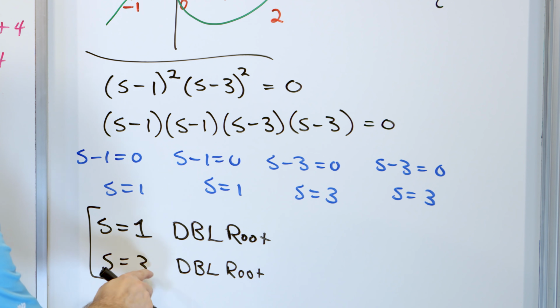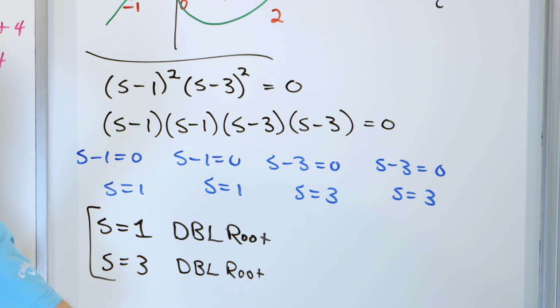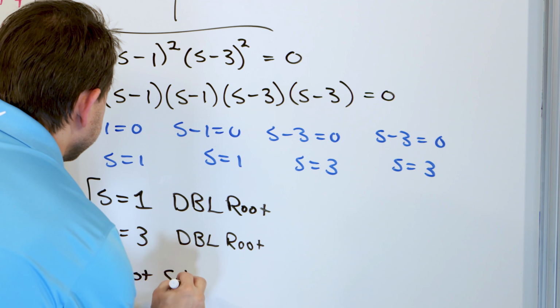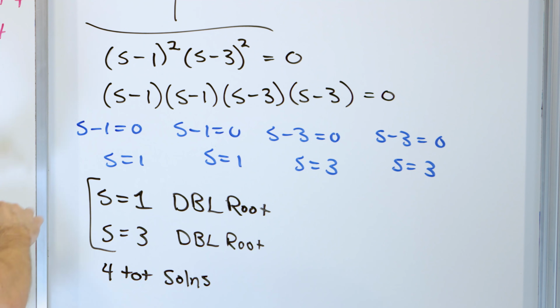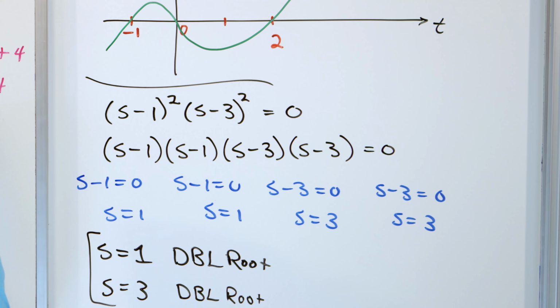And this one really counts twice because it was present twice. So really, when you add them all up, you have 4 total solutions, which is exactly what you expect from a polynomial with the highest power of 4. You expect 4 solutions. Now, I'd like to graph this one really quickly to show you. It's kind of crazy looking what it looks like, but to show you that it all makes sense.